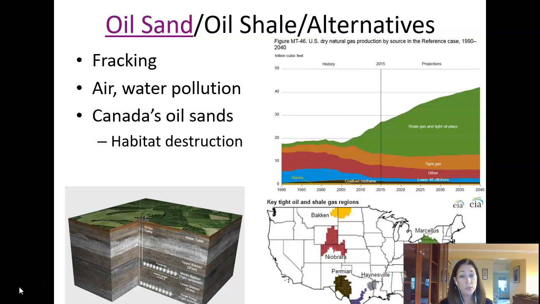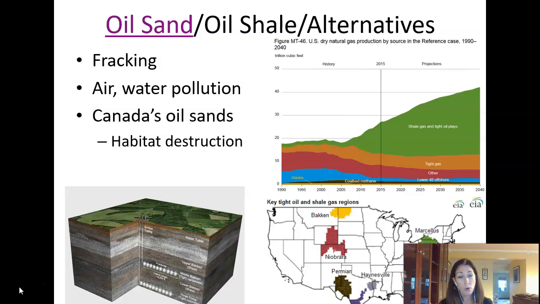So we're seeing this shift in these types of fuel sources that we're using because of the decline in our traditional types. So next class, we're going to talk about our remaining non-renewable fuel source, which is nuclear, but this is moving away from fossil fuels.